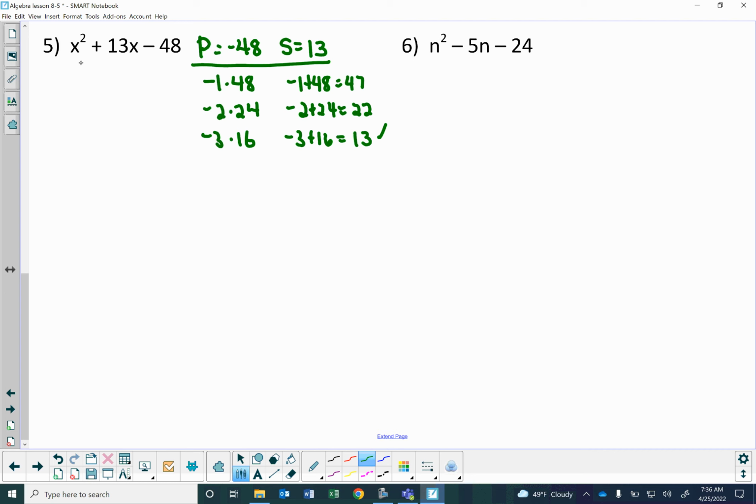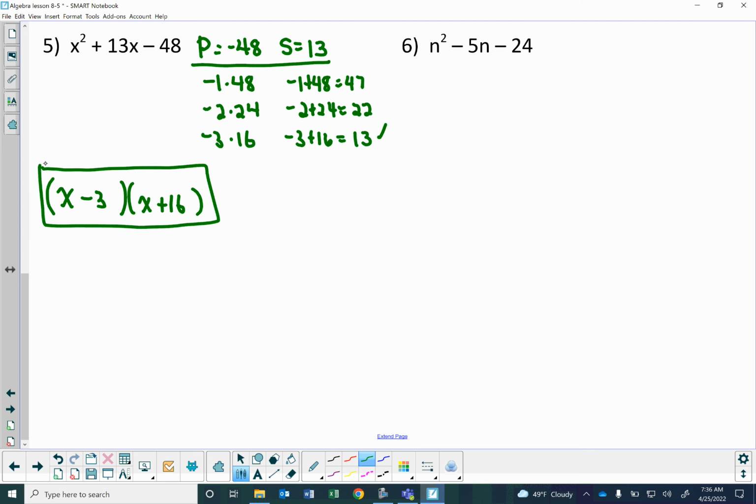So I'm going to have my x and x. And I'm going to have a negative 3 and a positive 16. I can't have a negative 16 and a positive 3, but I could reverse the parentheses. I could have x plus 16 times x minus 3, but the 3 has to be negative and the 16 has to be positive because that's the only possible way you'll get a positive 13 as your sum.